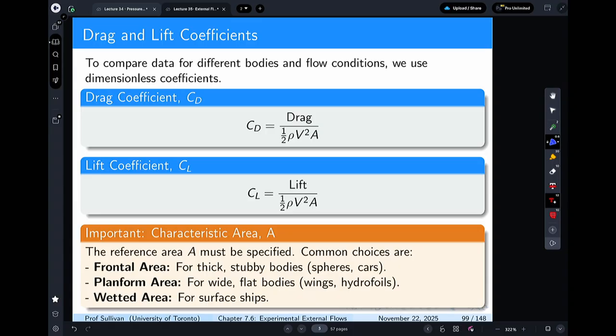In all of these cases, the tricky bit is to try and figure out what the frontal area is. So the characteristic area. Characteristic area for thick, stubby bodies, spheres and cars, is the frontal area. Planform area for wide, flat bodies where you're looking at the chord length, and that's how we define it in my work. And wetted area for surface ships.